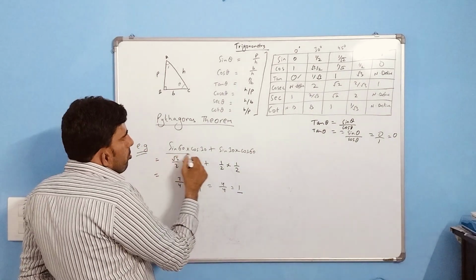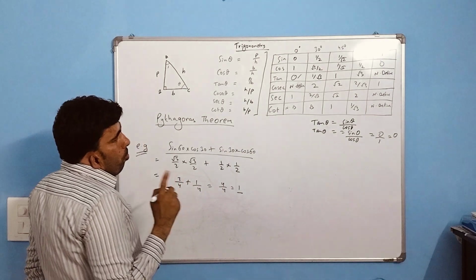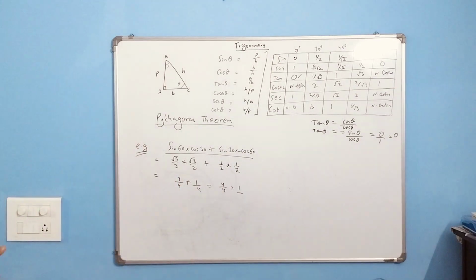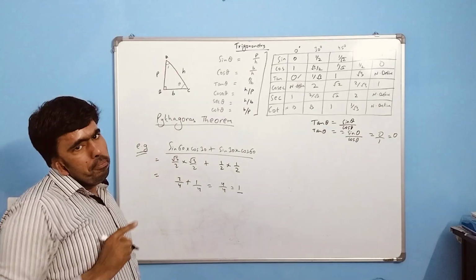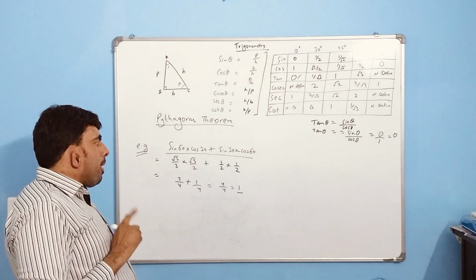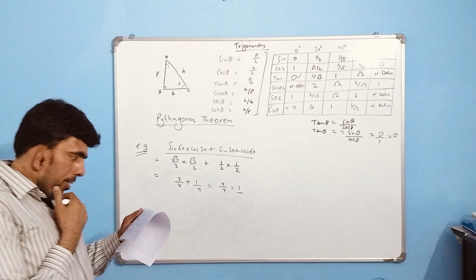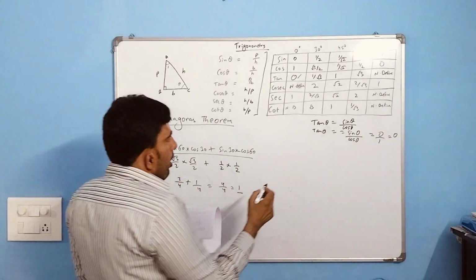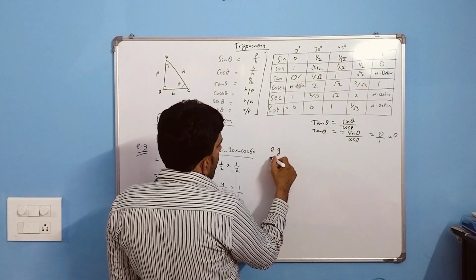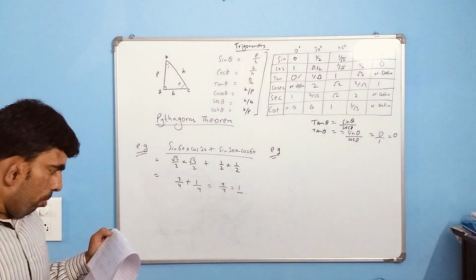You just need to solve this, but you are only able to solve it if you remember that table. If you are unable to remember that table, then you can't solve these questions. So you have to do it. Now, the next example we can take. More examples we will take, so it will be more clear to you.